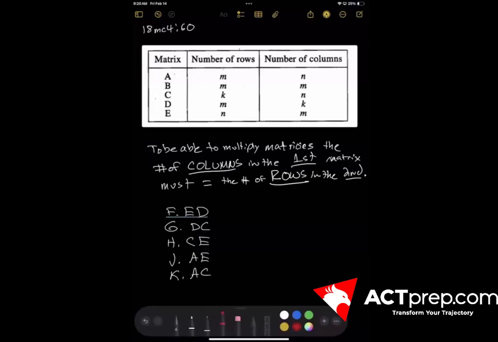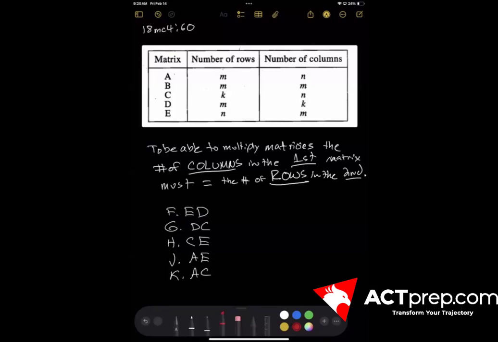For number 60, this is great evidence that you don't need to have all these high school classes to be able to get these seemingly hard questions correct. So the only thing that they are testing in this question is that you know one concept about multiplying matrices.